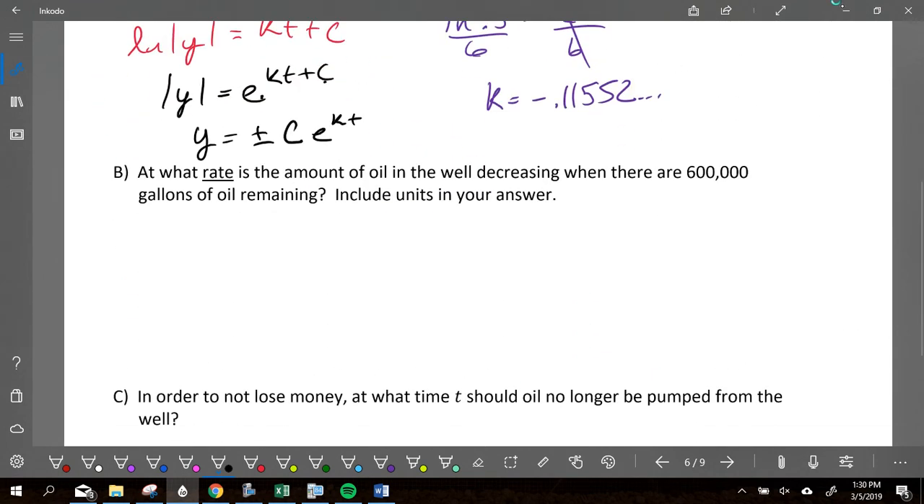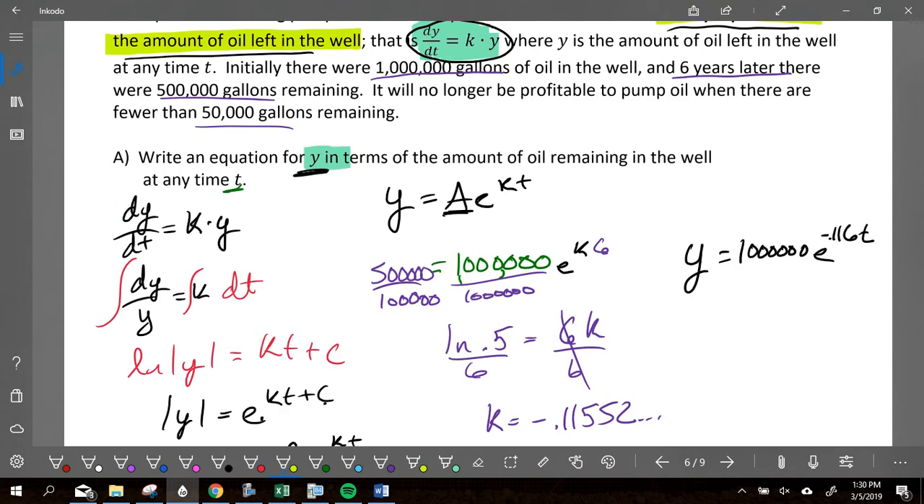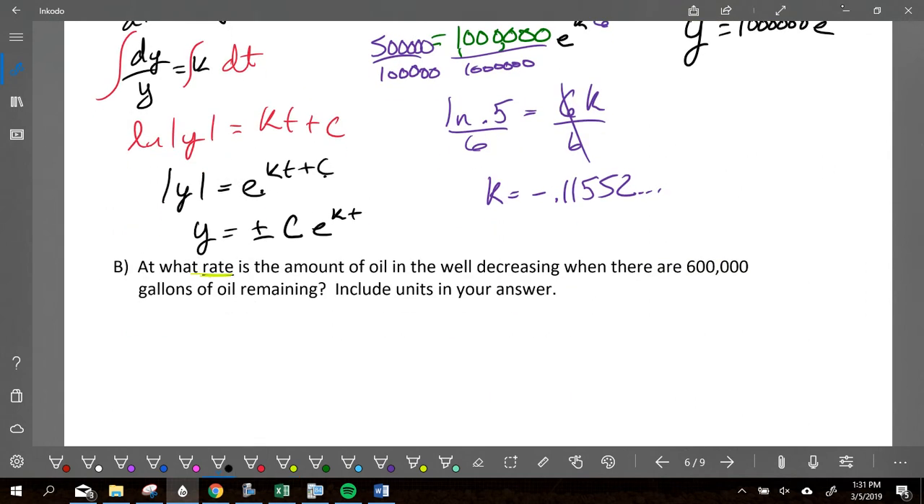Part B says, at what rate is the amount of oil in the well decreasing when there are 600,000 gallons of oil remaining? I am talking about a rate. I want to know at what rate. Which equation up here is going to tell me a rate? The derivative equation tells me rates. The dy over dt equation is what I really want to use here. It says dy over dt is equal to k times y.